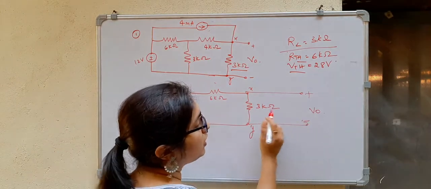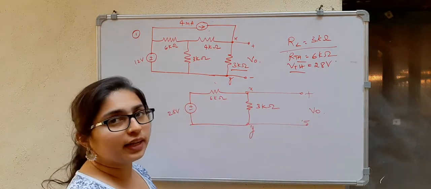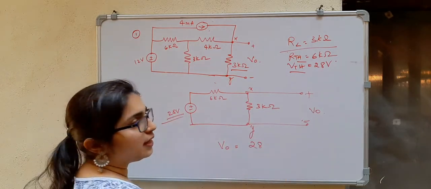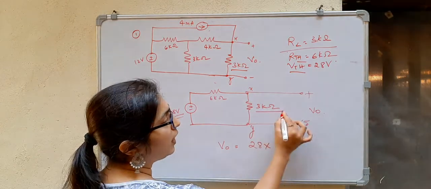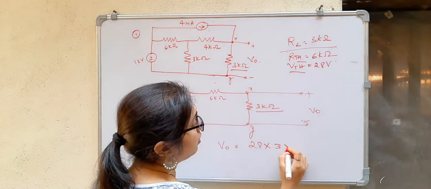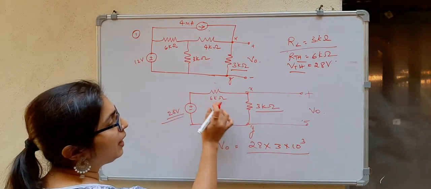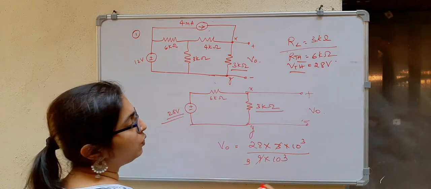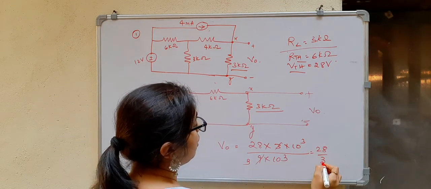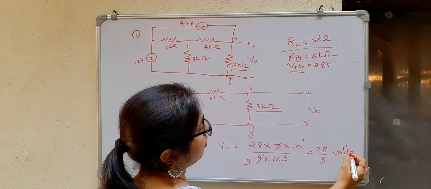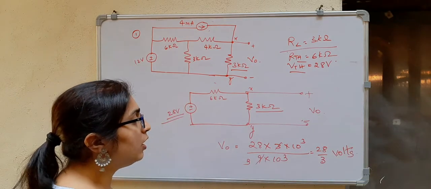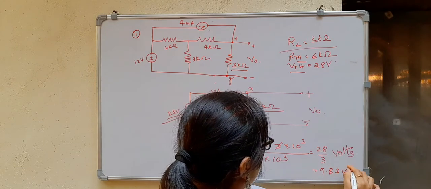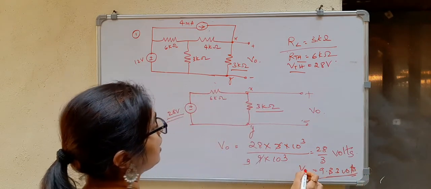Now I have to find the voltage across this load resistor. So if I take the voltage divider rule, V0 is equal to input voltage, that is 28, into the resistor across which we are measuring, 3 into 10 raised to 3, divided by 6 plus 3, 9 into 10 raised to 3. So this will give you 28 divided by 3 volts, that will give you 9.33 volts. This is the answer.